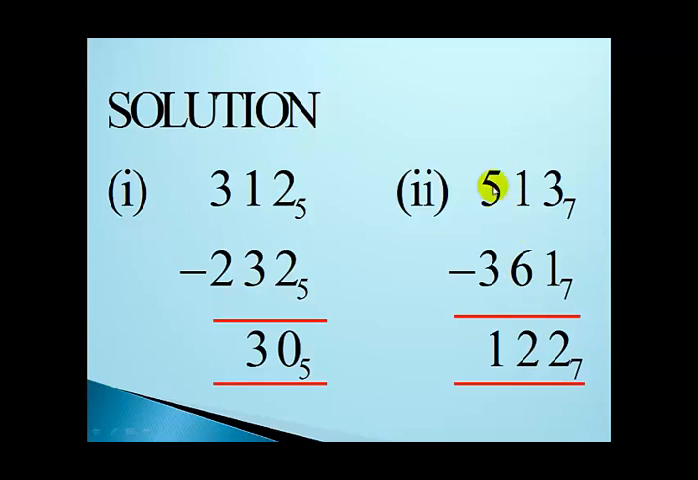Now take note that we've already taken 1 from the 5, so we are left with 4. When we take 3 from 4, the answer is 1. So we have 1, 2, 2 base 7.